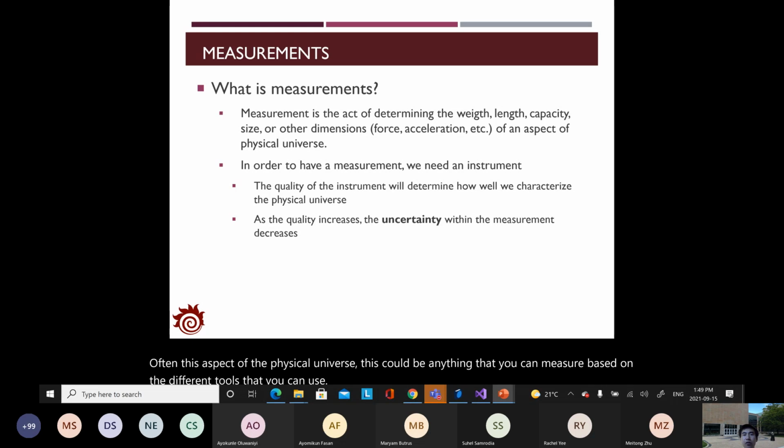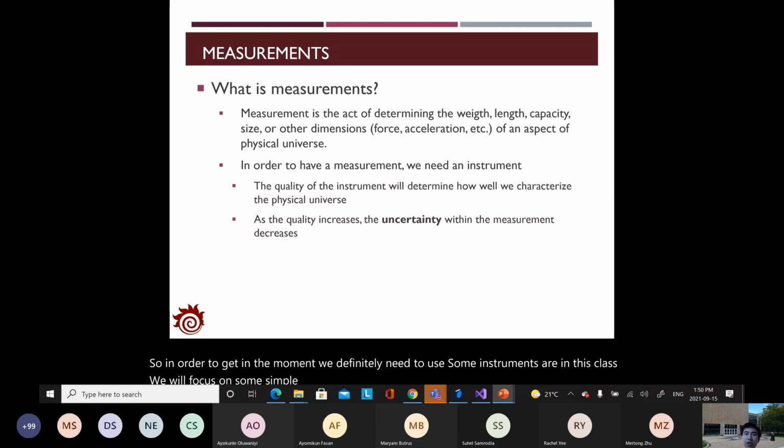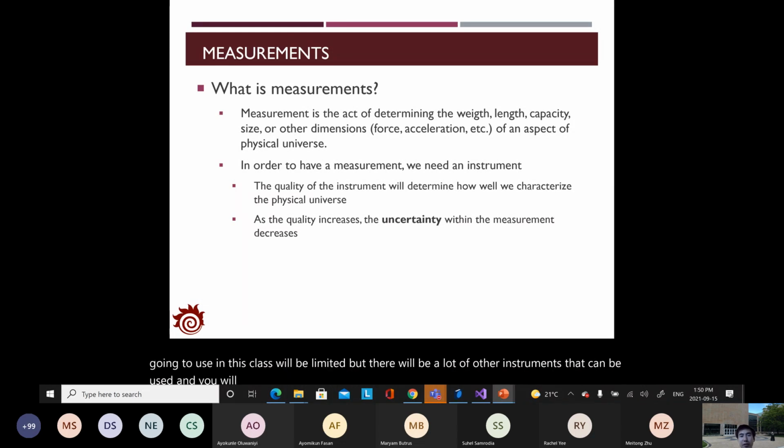So in order to get a measurement, we definitely need to use some instruments. In this class, we will focus on some simple measurements about the physical world, like the angles and distance, and how to combine them together to design complicated projects. The tools we're going to use in this class will be limited, but there are a lot of other instruments that can be used, and you will probably learn how to operate them in the future.